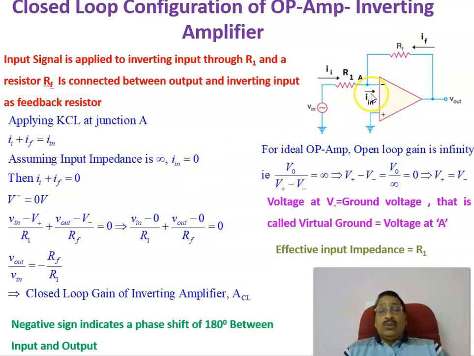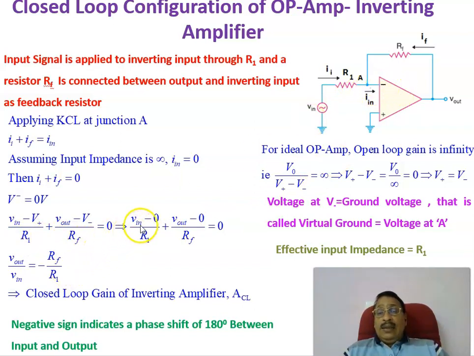That should be equal to 0 because input current to the op amp is equal to 0, because input resistance is equal to infinity. Therefore, I in is assumed as 0. Also we have seen the voltage at A is same as the ground voltage, that is equal to 0. Substituting VA, that is voltage at V minus, as equal to 0.